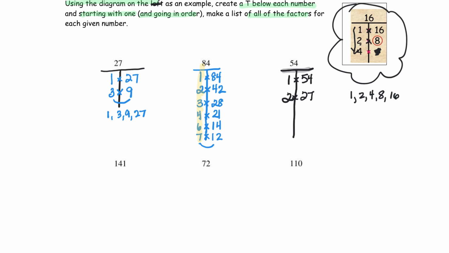How about 3? Can 3 go into that number? You should tell me yes, because the sum of the digits is divisible by 3. 5 plus 4 is 9. Can 3 go into 9? Yes. So 3 times, and then it's 18. Finish the rest. And then the last one is 6 times 9.